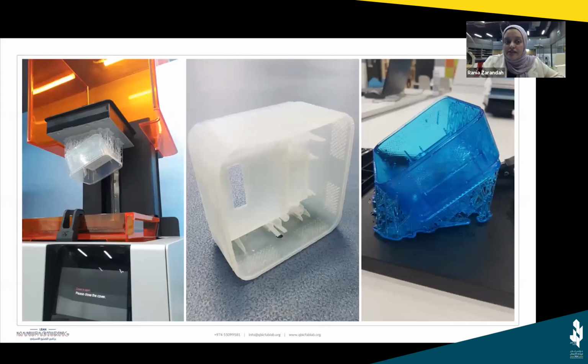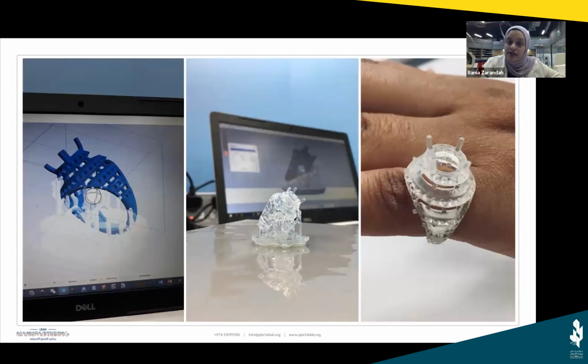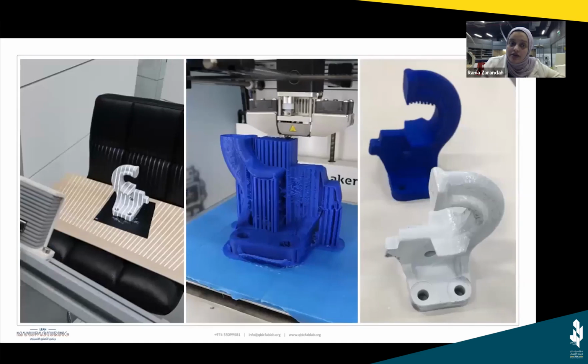And these are some of the examples we have created in the Fab Lab. So this is the SLA machine, the resin machine, the one I told you we used for the jewelry pieces. This machine is very advanced and can create very high-end products for you, and these are examples of those products. These are examples of the ring casts that we did for the jewelry designer I mentioned earlier.